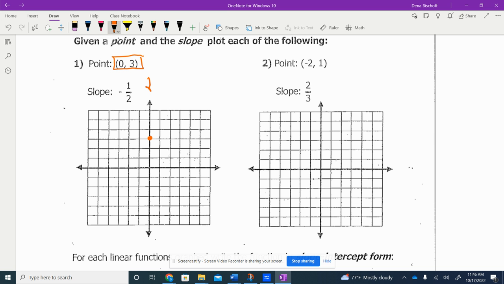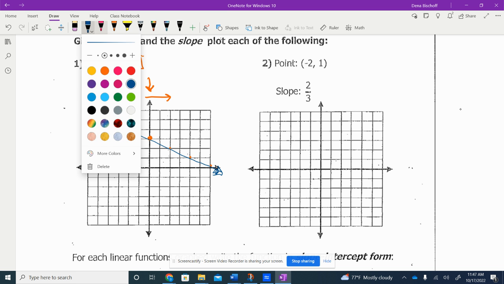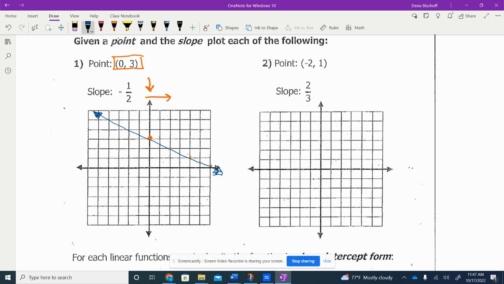So because it's negative, I'm going to go down and then to the right. Do you guys remember that? So down 1 over 2, down 1 over 2, down 1 over 2. And then I'm going to connect my points with a nice straight line, making sure that I put an arrow on the end because this is not a dot to dot and lines go on forever. Okay.